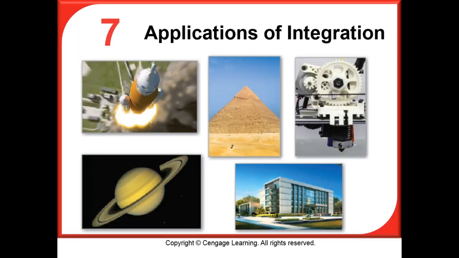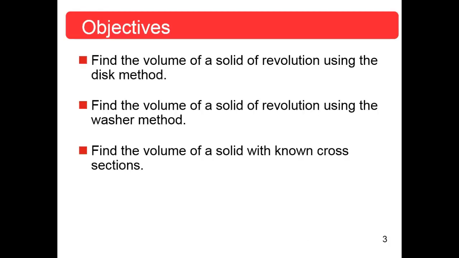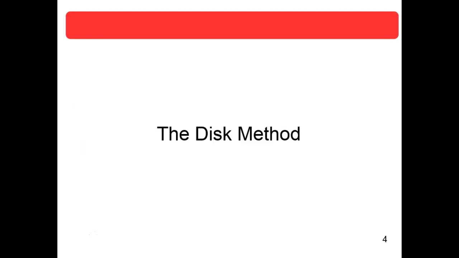Okay. So these are continuing with applications of integration. We did areas. Now we're going to do some volumes. Now these are volumes of revolution, not just any old volume, volumes of revolution. The first method we're going to learn is the disk method, and we'll find the volume of a solid of revolution using the disk method. We'll find the volume of a solid using the washer method, which is very similar, and we'll find the volume of a solid with known cross-sections. Which sounds a lot like the other two, but we'll see what they mean by that.